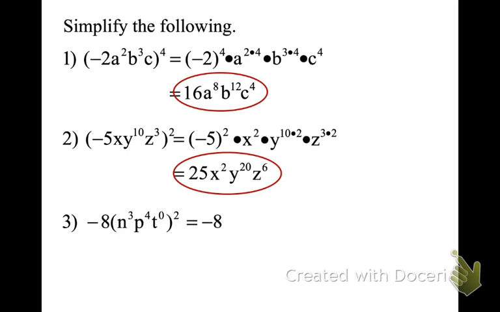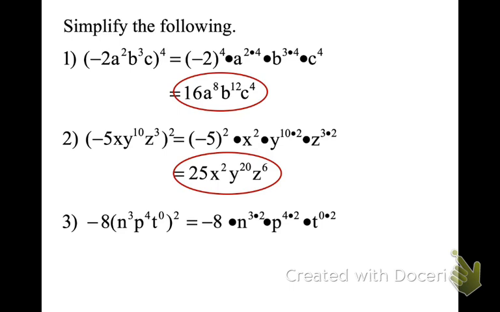Times what? n to the third power times 2, times the second power. P to the fourth power times the second power. Good. Times T to the 0 power times the second power. Good. Okay. Now what does it simplify to?